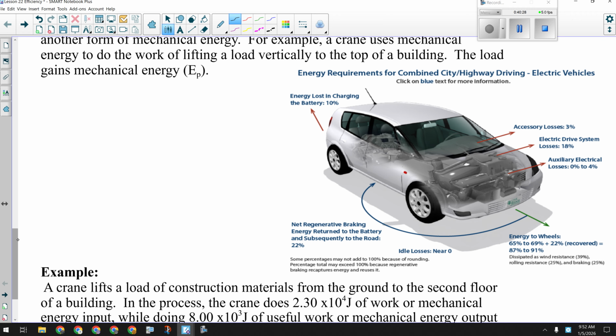But then you add in that regenerative braking, and you've got a car that's running at 87 to 91% efficiency. Do I still have to plug it in when I get home? Yes. But the amount I'll pay in electricity is a lot less than the amount I'll pay in fuel.